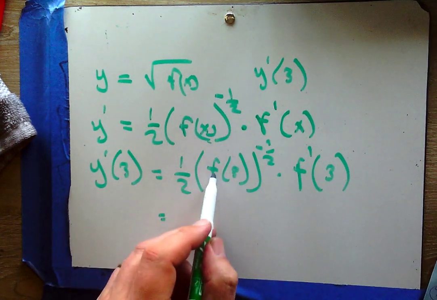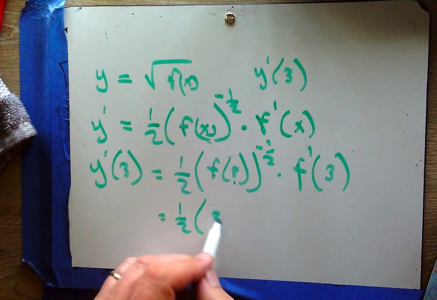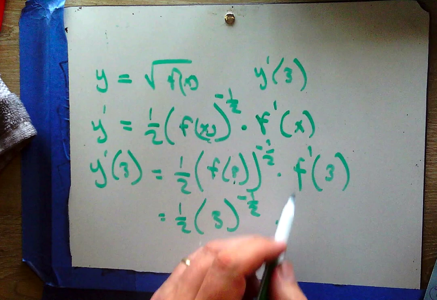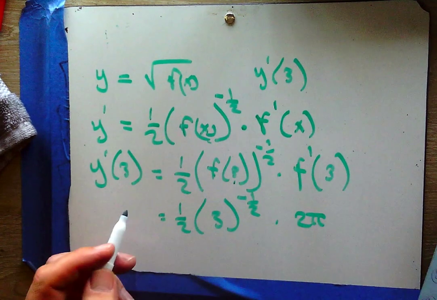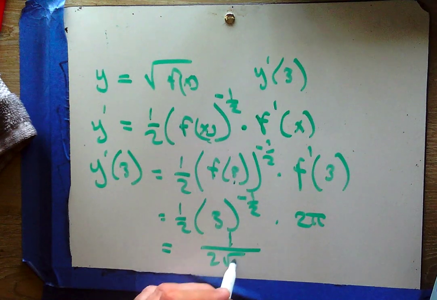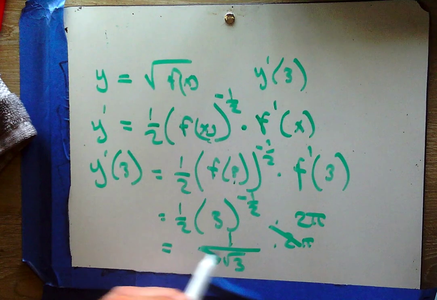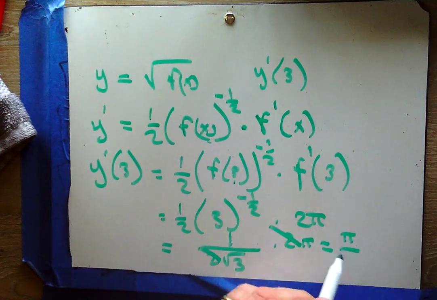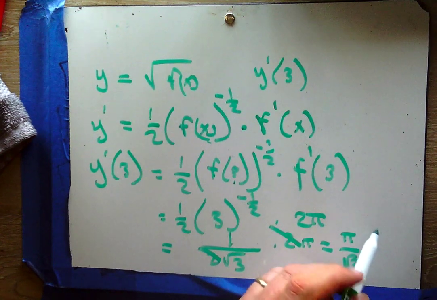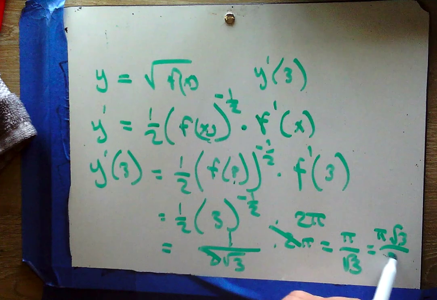I guess this will be the last one we do. So I'm looking for f of 3. F of 3 is 3, times f prime of 3. F prime of 3 is 2 pi. So I get 1 over 2 square root of 3 times 2 pi. 4 pi over root 3. And if you're an old school rationalizer, you get pi root 3 over 3.